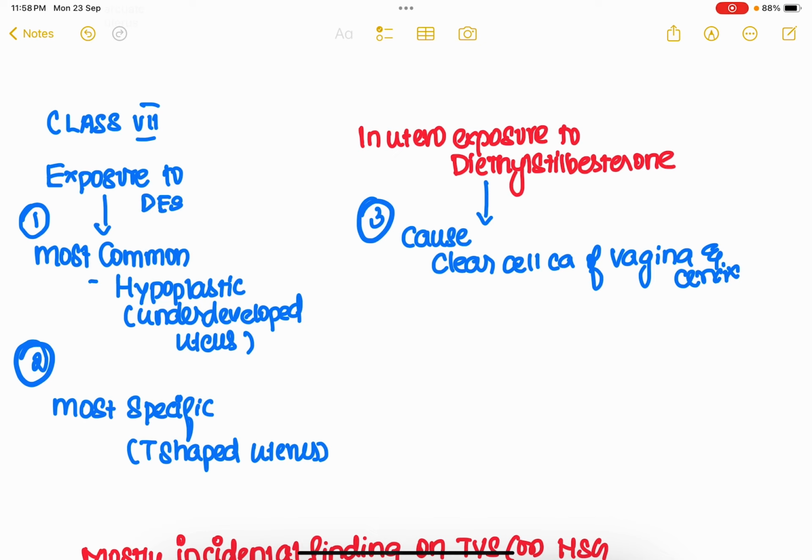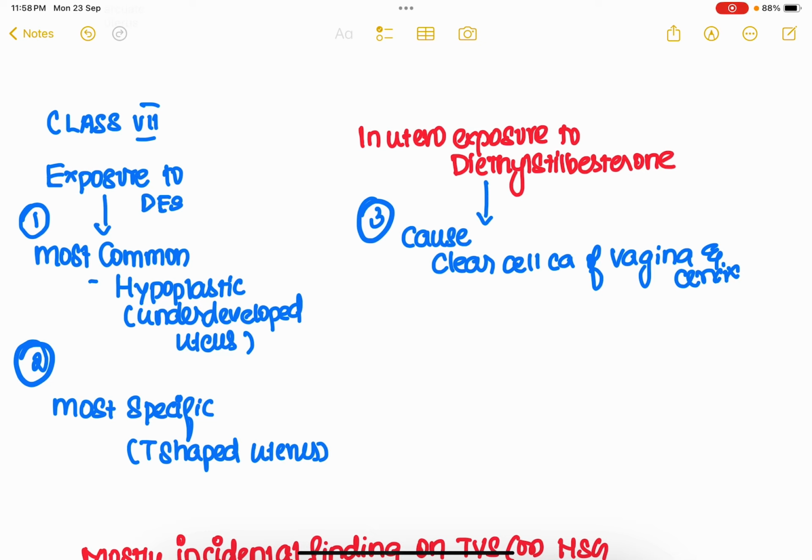Is that clear? Okay. Not just that, even after the female fetus is born, because of the exposure to diethylstilbestrol in the intrauterine period, there are increased chances of clear cell carcinoma of the vagina and the cervix. There are increased chances of malignancy in this patient, and it is going to be the clear cell carcinoma variant of the vagina and the cervix.